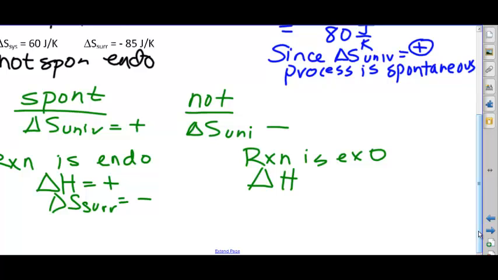So if the reaction's exo, delta H is negative, but delta S of the surroundings is positive. Okay? That may be helpful to have it there, because I can't keep it straight in my head. I have to really focus when I'm telling you that.